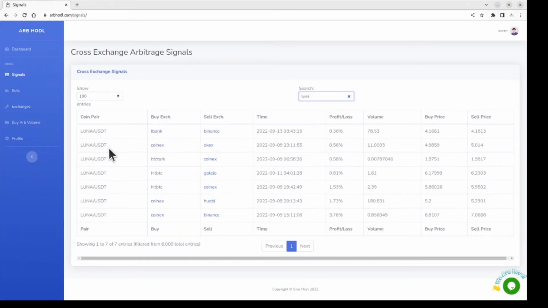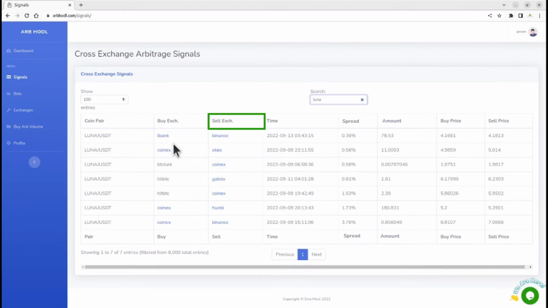So we can see for the second row that the bot was already looking at a Luna/USDT coin pair. The pair was to be bought at Coinex and sold at OKEX. This column, the third column, is the exchange where the price is high, the exchange the bot would attempt to place a sell order at.